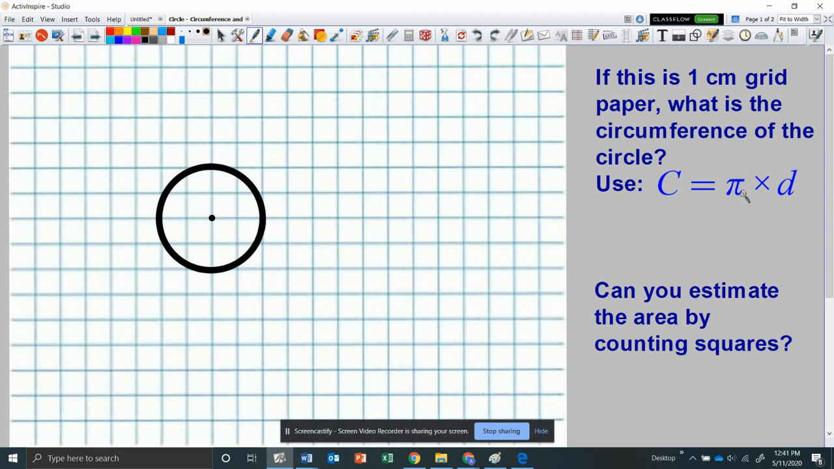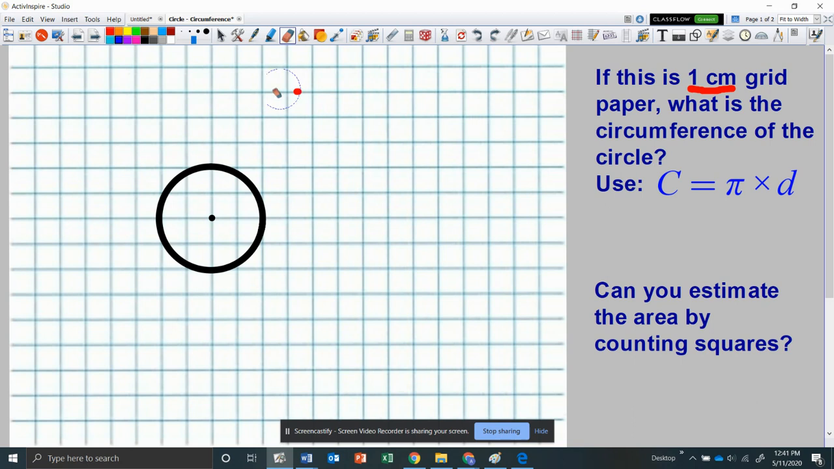based on using this formula. So if you look at this circle, and I ask you to find the circumference based on the fact that this is 1 centimeter grid paper. That means that each one of these is a centimeter. That's a centimeter, and that's a centimeter, and that's a centimeter. All these are 1 centimeter long. So this is 1 centimeter grid paper. That's what we would call this.